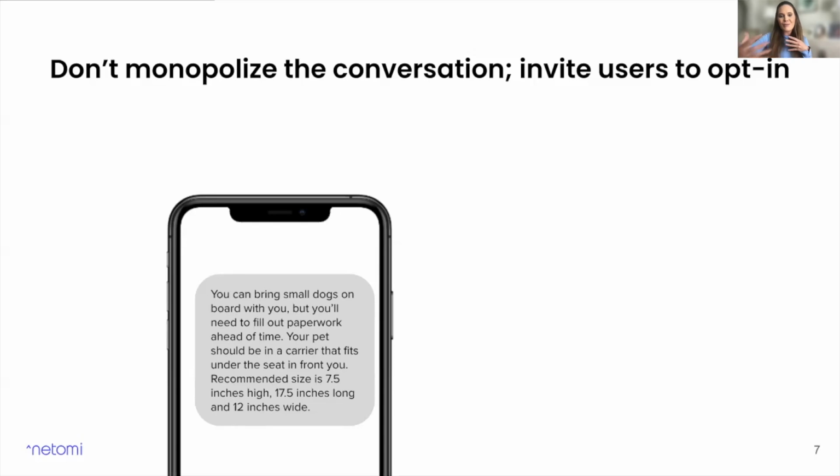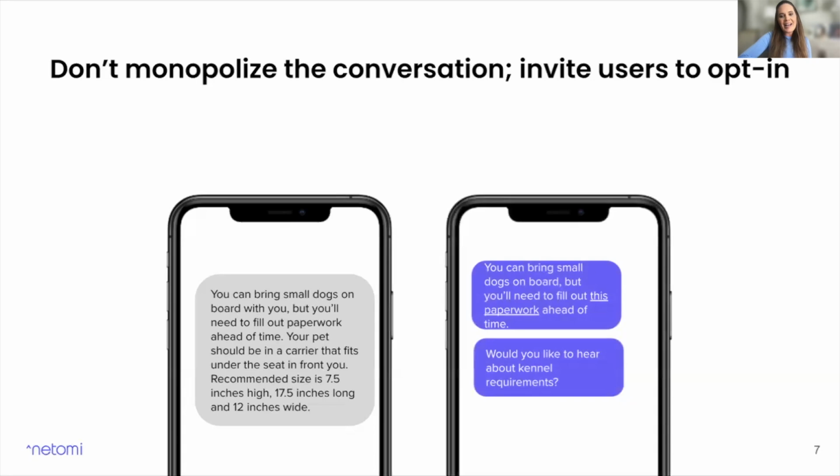So really relevant to what they asked about. We can opt in instead of just providing every possible connected piece of information to this question. We can answer what they asked and then say, well, now would you like to hear about kennel requirements? Maybe this passenger doesn't need to know that, already has this information or has flown with their pet before. They don't need this. But we're inviting our users to opt in for relevant information. We are pushing that conversation forward, but we're not just assuming that they need to know all of these pieces of information.